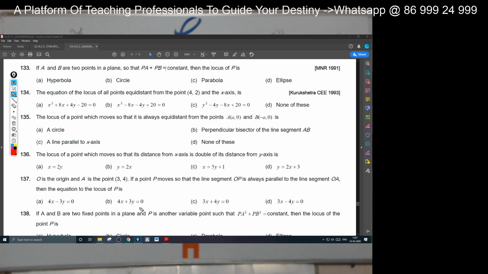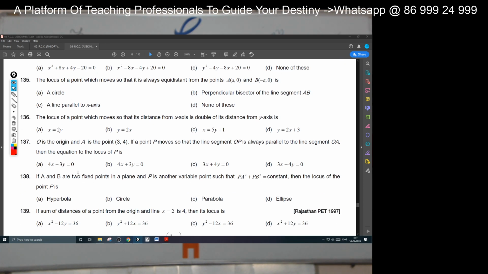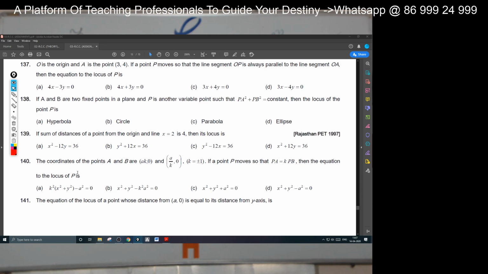Now, coming to the next question, 137. O is the origin and A is the point (3, 4). If the point P moves over the line segment so that OP is always parallel to the line segment OA, then the equation of the locus of P is. I will explain this first and you try for the answer.